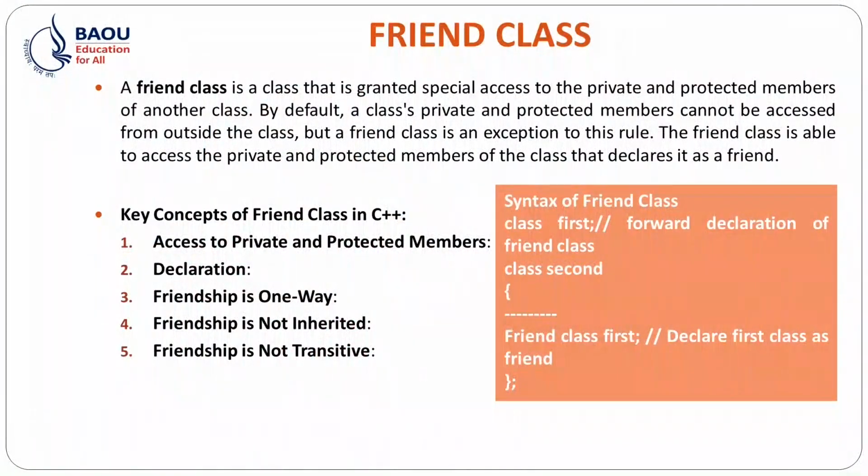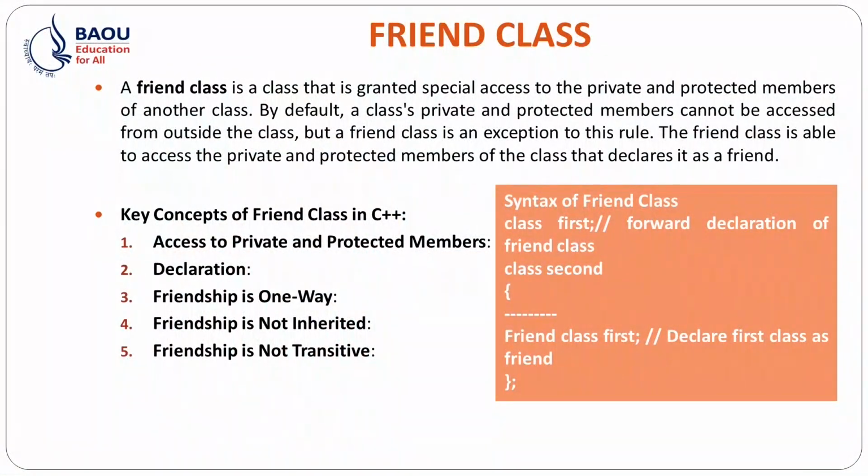Now, fourth is friendship is not inherited. Friendship is not inherited by a derived class. We will see derived class and base class in coming lectures. For the time being, just focus on the concept of friend class. So, if a base class grants friendship to a class, the derived class does not automatically become a friend of that class.